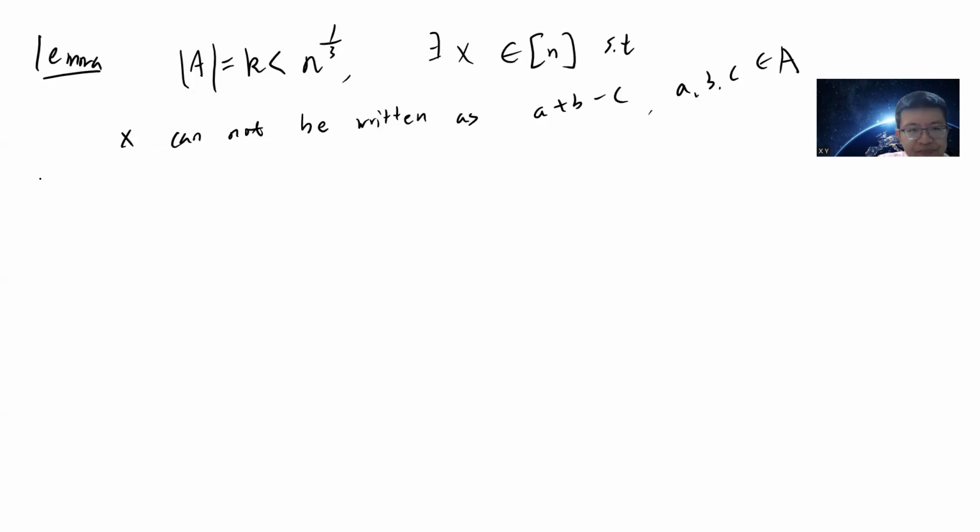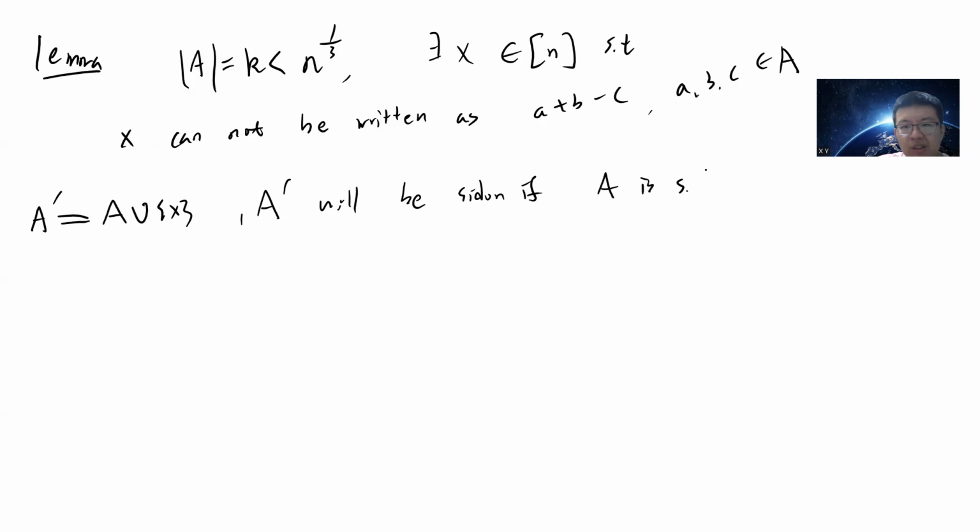Okay, and if this statement is true, then you can define a new A prime to be A union x. Then A prime will be Sidon, if A is Sidon. So from this you can keep applying this lemma. If you do this, then basically you show that S(n) should be greater or equal to n to the 1/3.